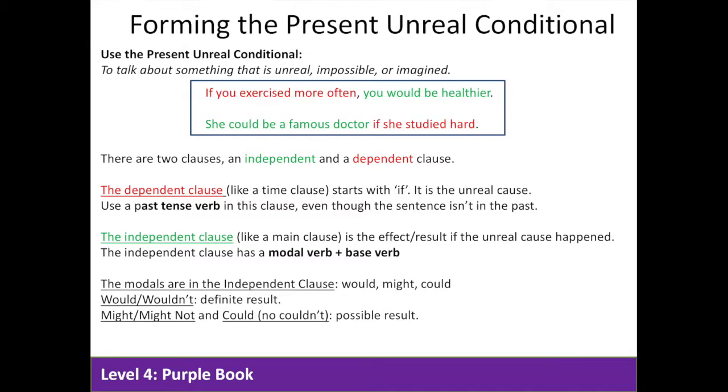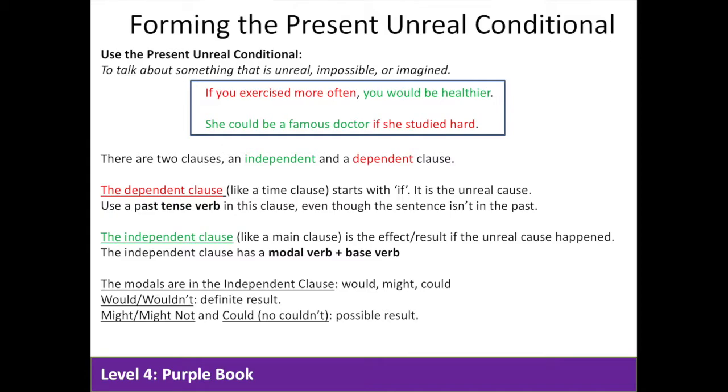It's the unreal cause. In this clause, we must use a past tense verb, even though the sentence isn't in the past. For the independent clause, or the main clause, well, this is the effect or result if the unreal cause happened. The independent clause has a modal verb followed by a base verb. So keep in mind, the modal verbs are in the independent clause. We're going to use would, might, and could to form present unreal conditionals.